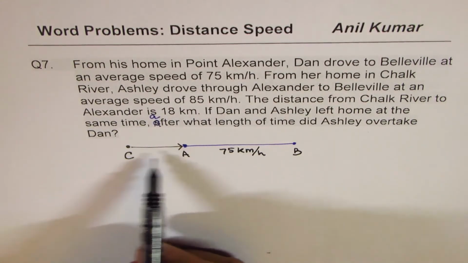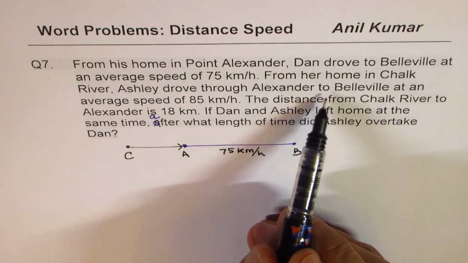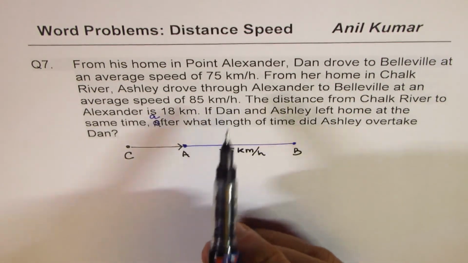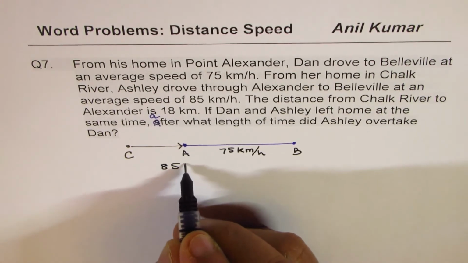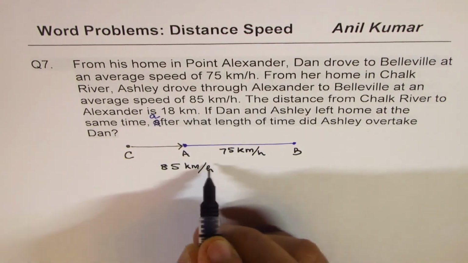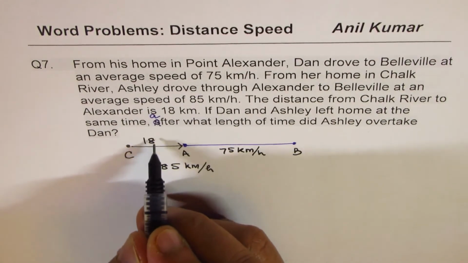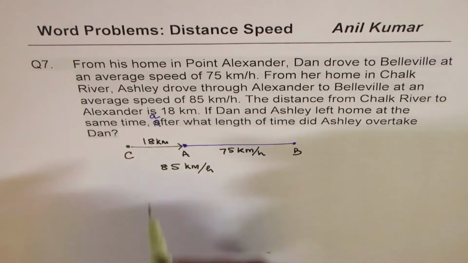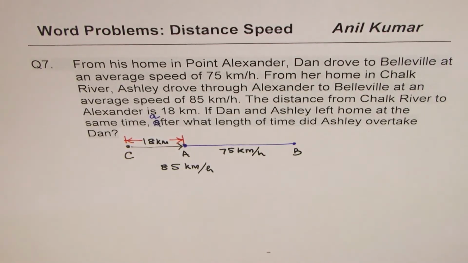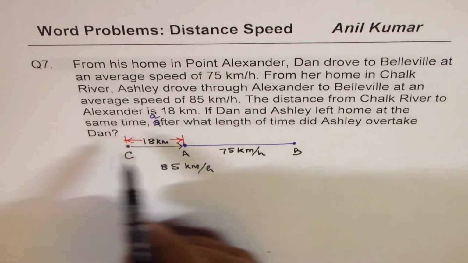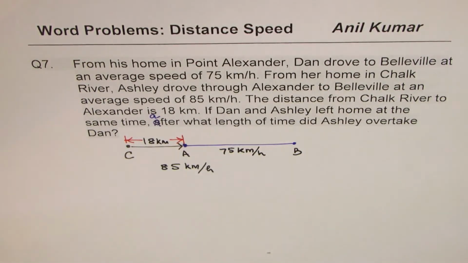Now what are we given about this portion? It says Ashley drove through Alexander to Belleville at the average speed of 85 kilometers per hour. So for her, the speed is 85 kilometers per hour, right? So that's much faster. The distance from Chalk River to Alexander is 18 kilometers. So this distance is 18 kilometers. So what we're trying to say here is this is extra distance she has to cover, right? If Dan and Ashley left home at the same time, after what length of time did Ashley overtake Dan, correct?